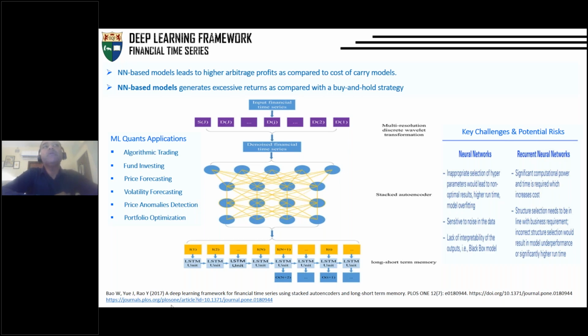Now when we are applauding what RNN or neural networks could do, we should also talk about some of the key challenges of neural networks, because neural networks are generally good at addressing high dimensional problems.